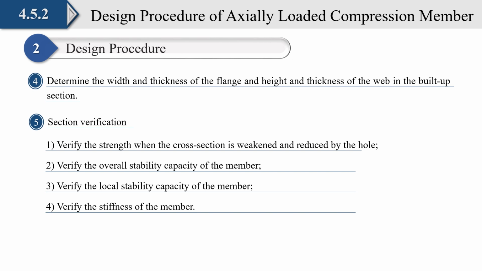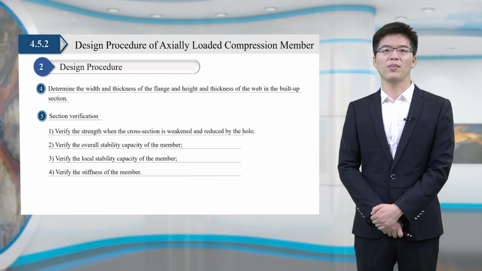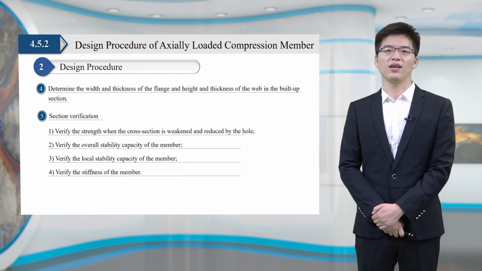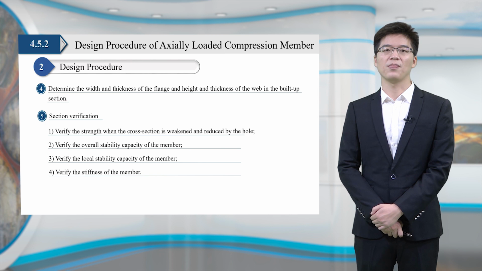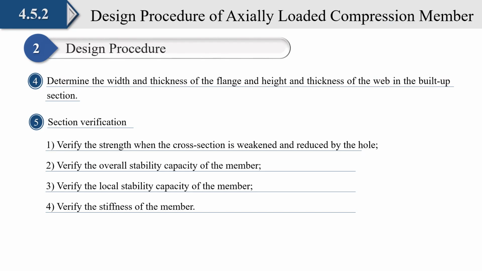The corresponding verifications include the following points. Firstly, when the member's cross-section is weakened by a hole, verify its strength. Secondly, verify the overall stability capacity of the member. Third, verify the local stability capacity of the member. Fourth, verify the stiffness of the member. In addition to the above verification calculations, the corresponding configuration requirements must be met as well.